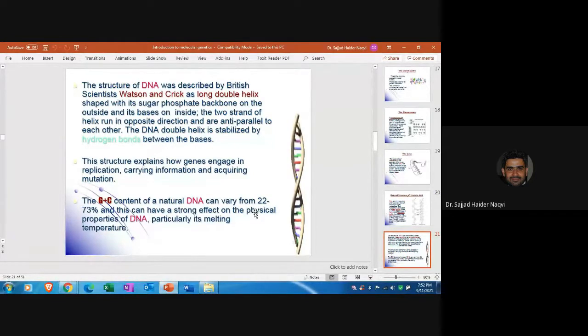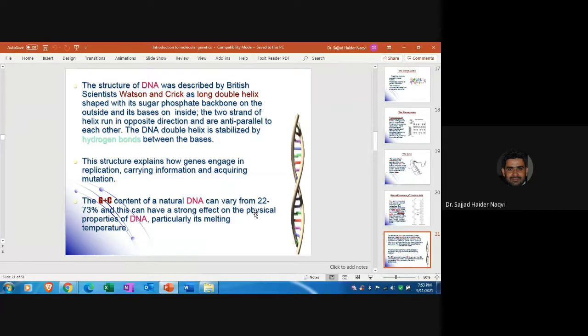The structure of the DNA, which is a double helical structure we all know, was first found by the scientists Watson and Crick, and for that they were awarded the Nobel Prize. They identified that there are two chains of polynucleotides held together in the form of a helix, as you can see in the picture, and these two chains are held together by hydrogen bonds. This structure explains how genes engage in replication, carrying information, and undergoing mutation.